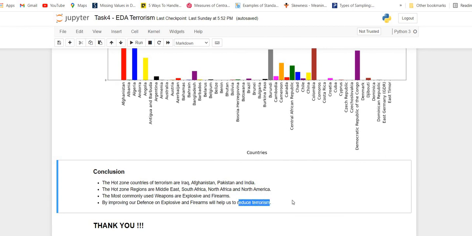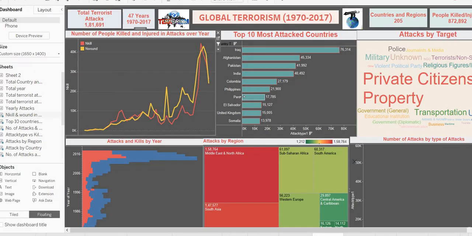So now let's go to our dashboard on Tableau. Here I made a dashboard on Tableau. Here you can see that the total number of terrorist attacks is 1,81,691 over 47 years, the total number of countries and regions is 205, and 8,72,892 people were killed and injured.